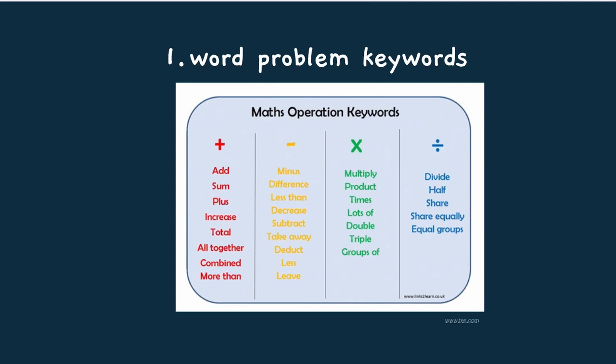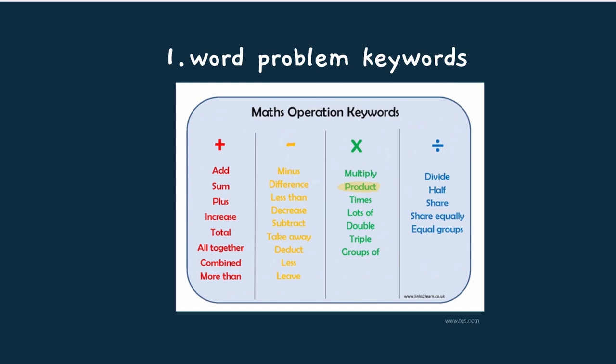So next, subtraction. What words have the same meaning as subtraction? Minus, difference, less than, decrease, subtract, take away, deduct, less, leave. So next is times, or multiply, multiplication. Multiply, products. This word is very, very important. This word, products.